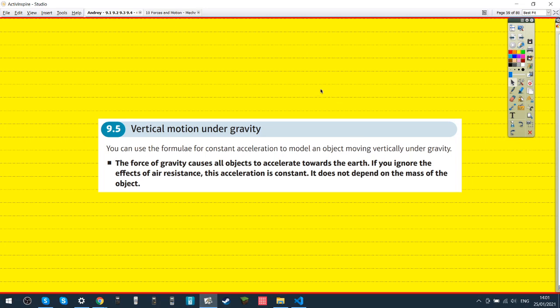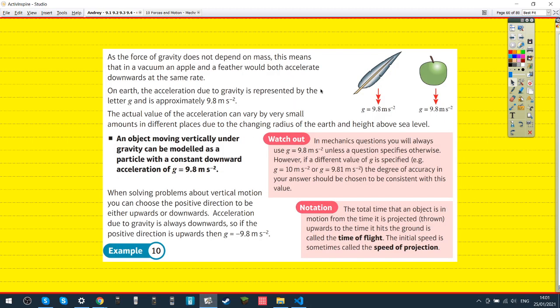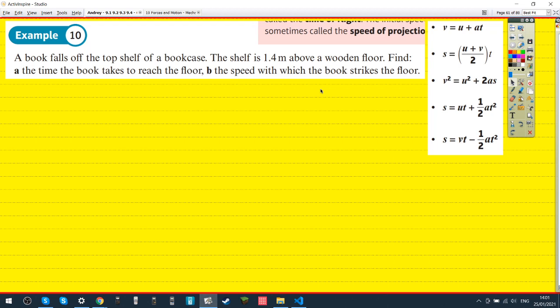About all it boils down to is acceleration downwards is always minus 9.8. Basically. Right, let's try this.